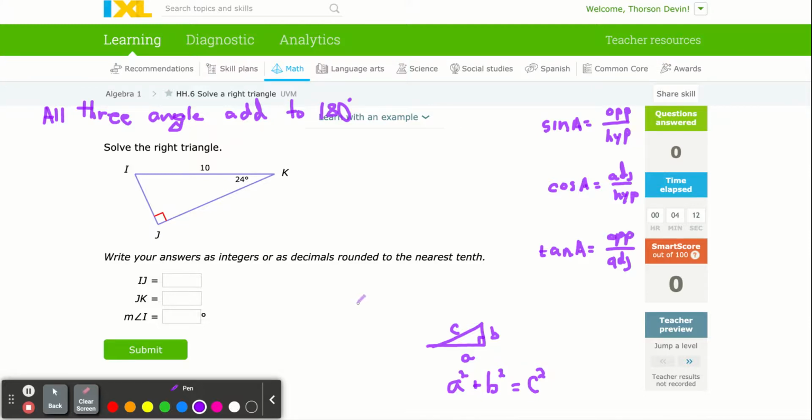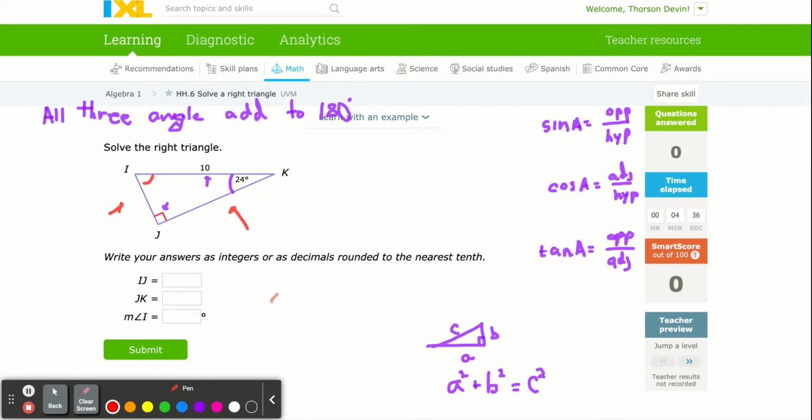Welcome. In this lesson, we're going to combine the last two lessons. What we're going to do is find all the missing side lengths and missing angle measures of a right triangle. If you'll notice, they give us this angle measure, they give us this side length, and we know this is the right angle. But they don't give us this side length or this side length or this angle measure.